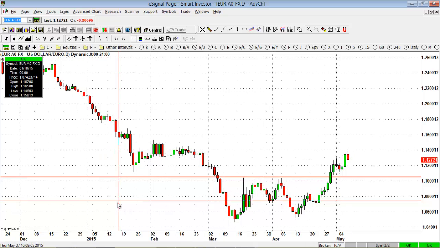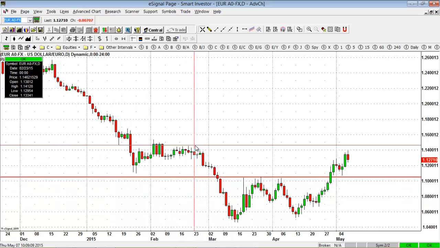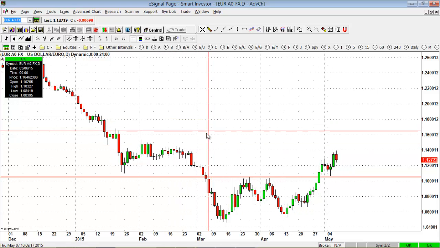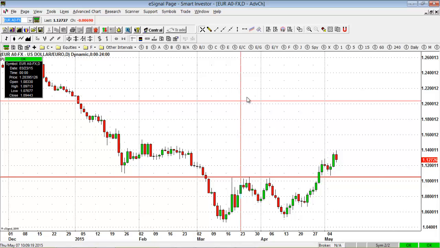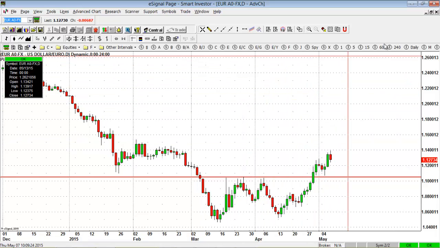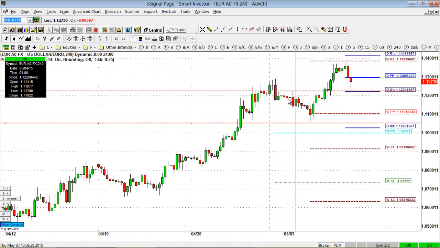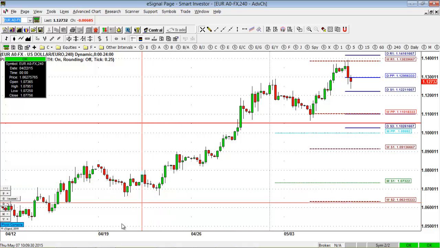I'm recording this at just about 11:10 Eastern time, and in front of me I have the daily chart of the euro currency, and we are getting some resistance. Let's take a look at the euro and some pivot points.